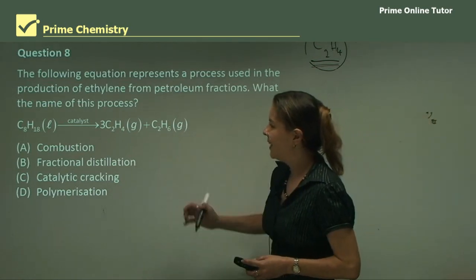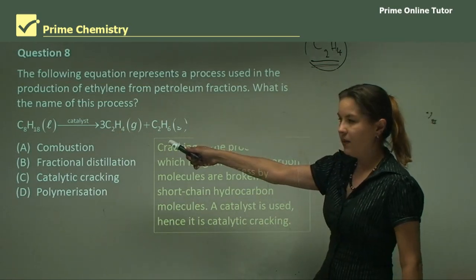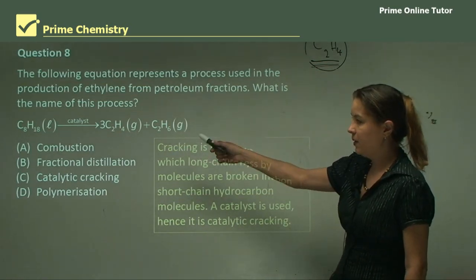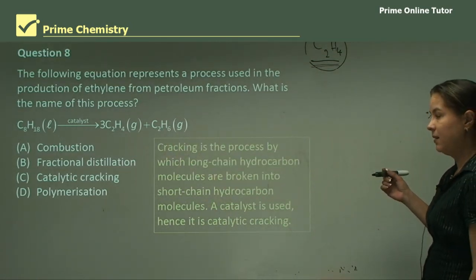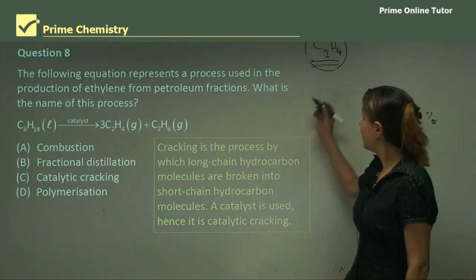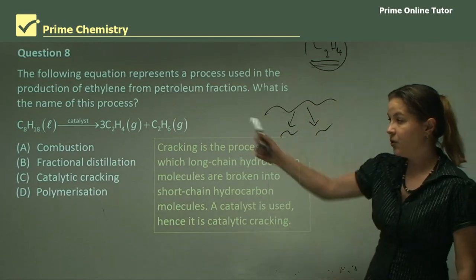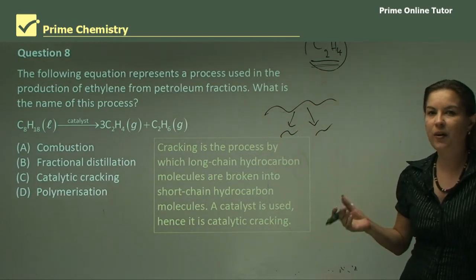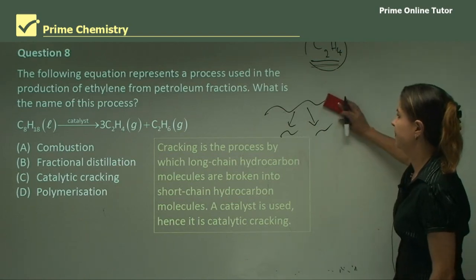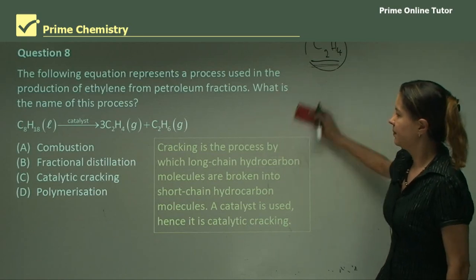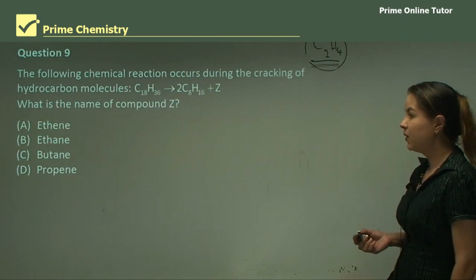Yeah, it's catalytic cracking. So what's happening is we have a long chain molecule, in this case C8, octane, going to ethylene and ethane, excuse me. So again, longer chains broken down into shorter chains is catalytic cracking. So if you see catalyst, always think catalytic cracking. That will help you in answering these kind of questions. So that's our answer.